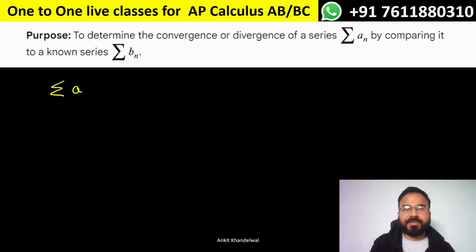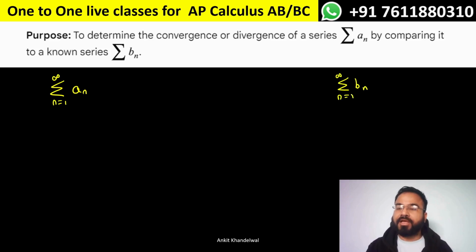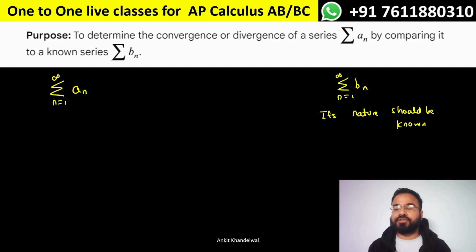One of the series will be given to us. Let's say this is an, n goes from 1 to infinity, and we have to compare this given series with another series which we will denote by bn. Now we have to assume this series on our own, and we have to assume it in such a way that its nature should be known. Like you should know whether this particular series converges or diverges. And then we have to compare both of them, which one is greater, which one is smaller, and depending upon that we are going to decide whether an converges or diverges.